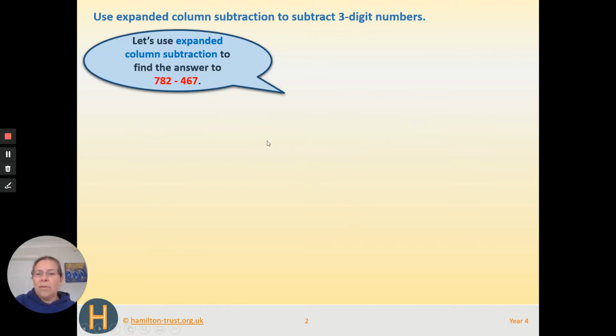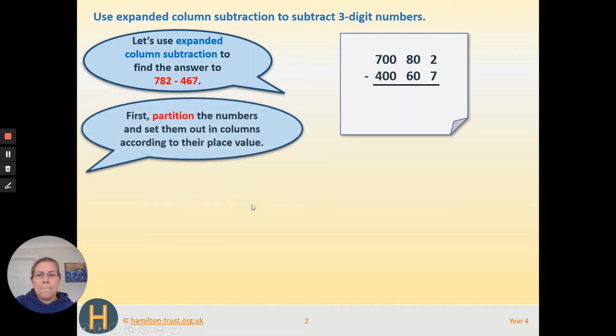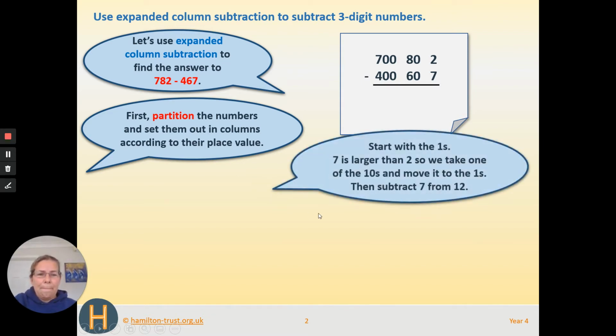Let's use expanded column subtraction to find the answer to 782 take away 467. First, partition the numbers and set them out in columns according to their place value. Remember, hundreds, tens, and units or ones. Don't forget to put the subtraction sign and draw a line underneath. Set them out in those neat columns according to the place value.